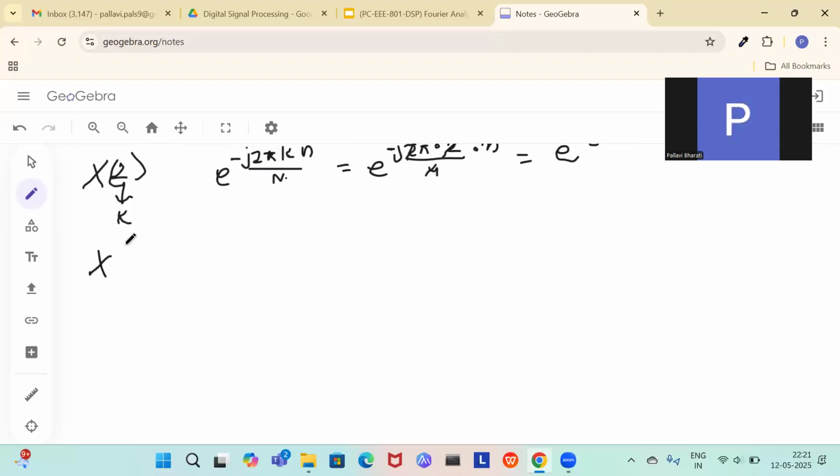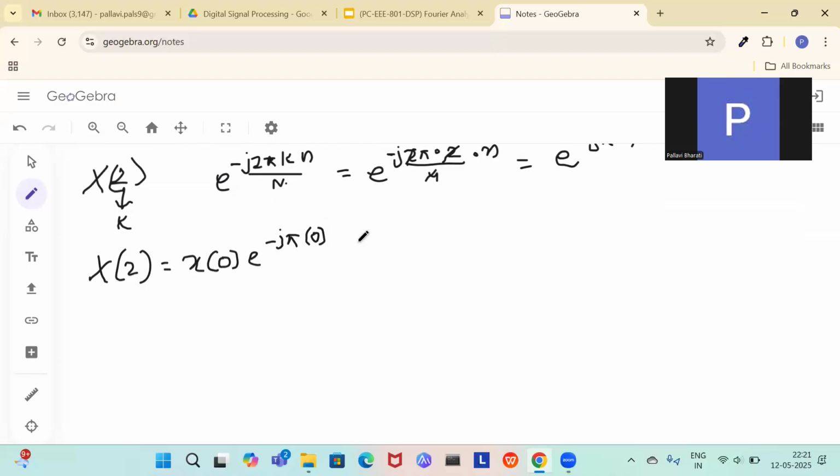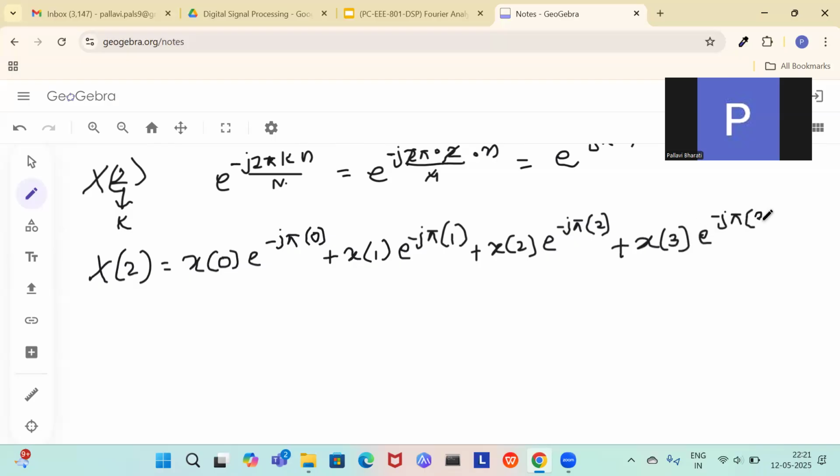So here it is, X of 2 equals x0 e to the power minus j pi into 0. It was minus j pi n, right? Plus x1 e to the power minus j pi 1, plus x2 e to the power minus j pi 2, plus x3 e to the power minus j pi 3. So the value of x of 0 was 1.